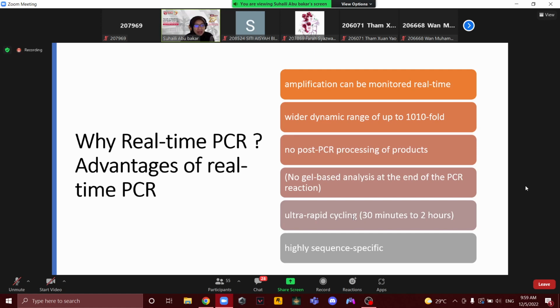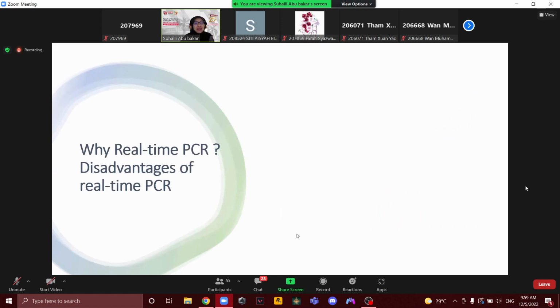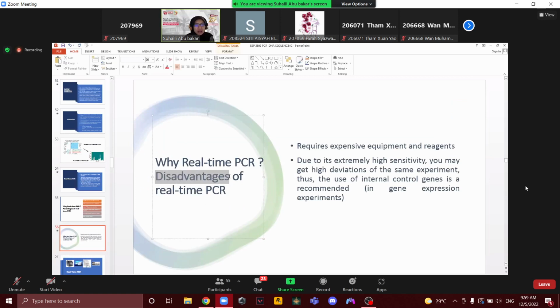Standard PCR can also have rapid results, but because we do post-PCR processing, right? And then highly sequence specific. This one, standard PCR is also the same actually. So this is the list of the advantages of real-time PCR, and then not disadvantages. Okay, I will change this a little bit. I said limitation. We won't say disadvantages, we put limitation. And then it will be better.